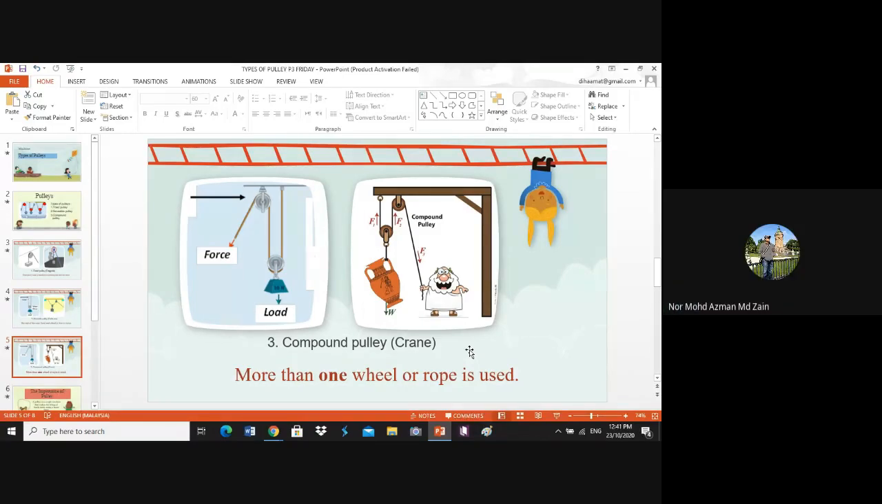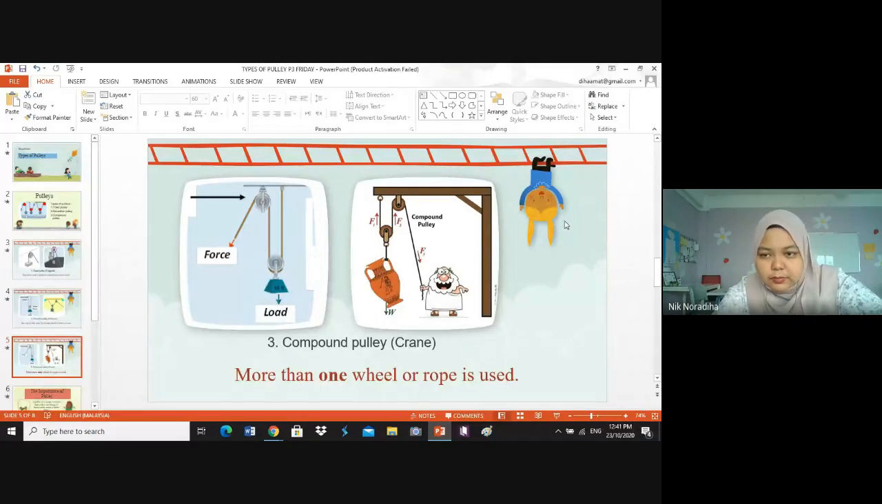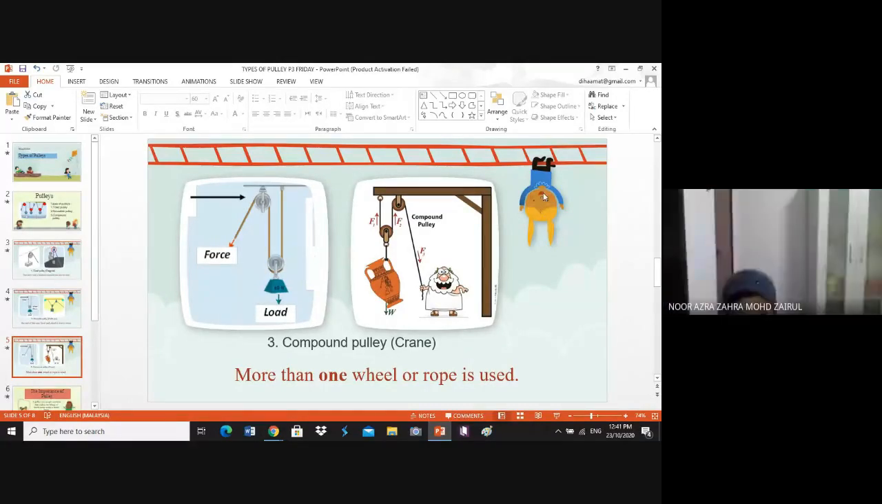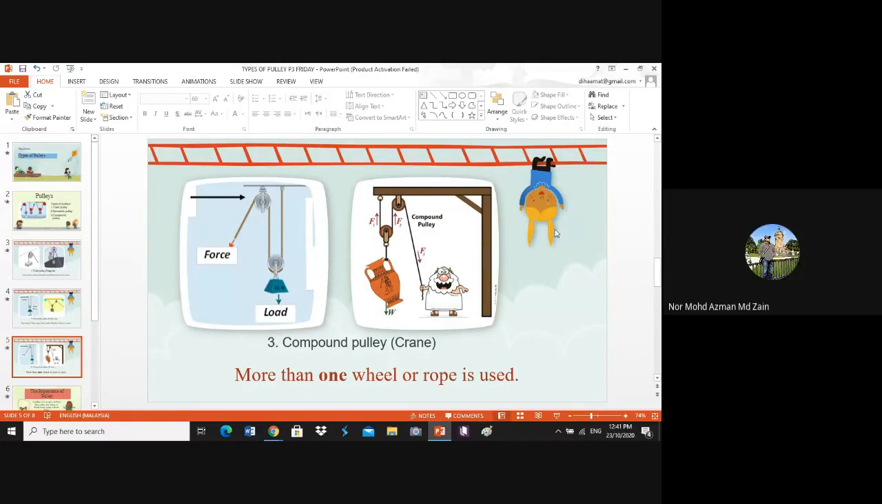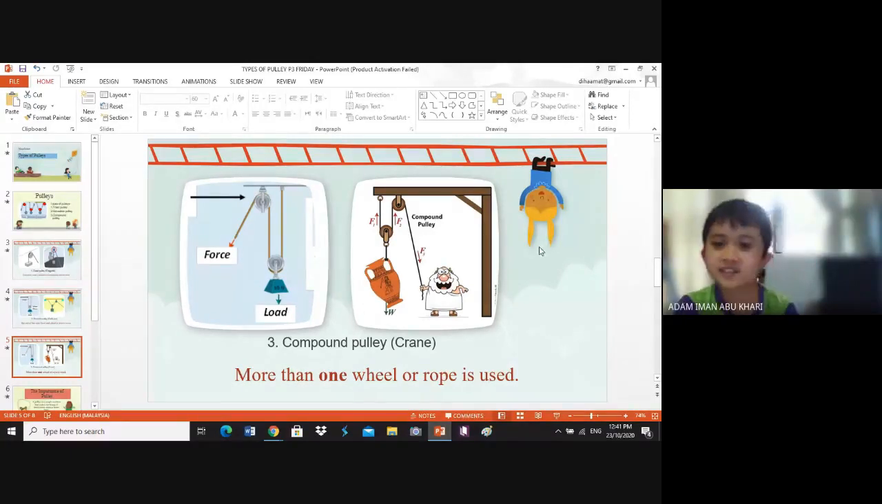I think the girl in that picture is going to fall. Which one? This one? Yeah, that girl is going to die because that's the sky. No, she's not going to die. Don't worry. Teacher, I'm done. Done.